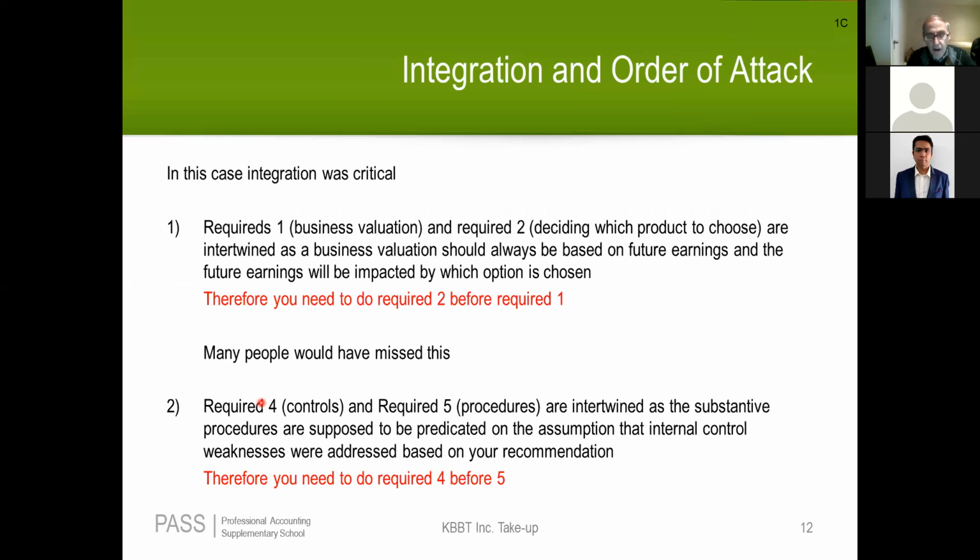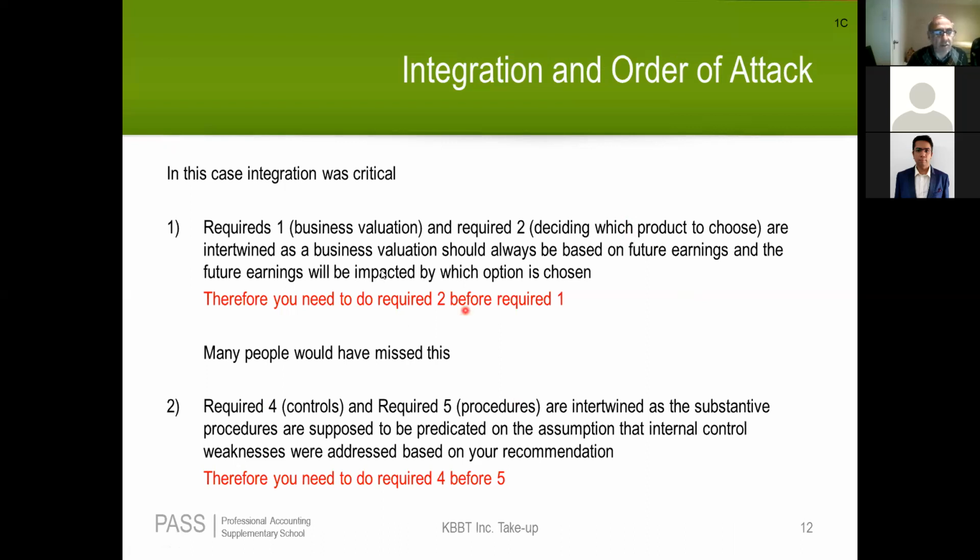Okay, integration. When we did case writing techniques, I made it very clear that before you start writing, it is very important to ask yourselves how the requireds are intertwined. That's what we call integration. That impacts the sequence in which you attack the case. Now, the first area of integration was between required 1, which was the business valuation, and required 2, which was determining the profitability of the products, determining which product to choose based on quantitative and qualitative analysis.